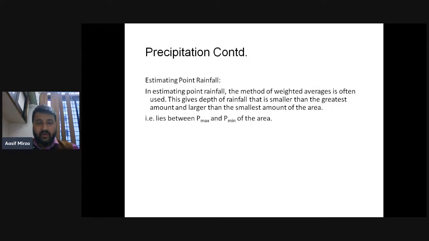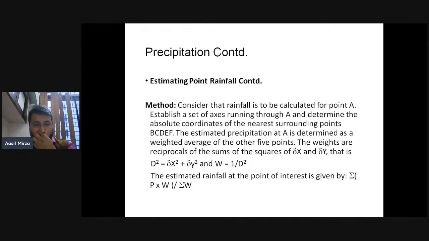In estimating point rainfall, the method of weighted average is often used. This gives a depth of rainfall that is smaller than the greatest amount and larger than the smallest amount of the area. That is, it lies between P maximum and P minimum of the area. Now, what is meant by estimating point rainfall?